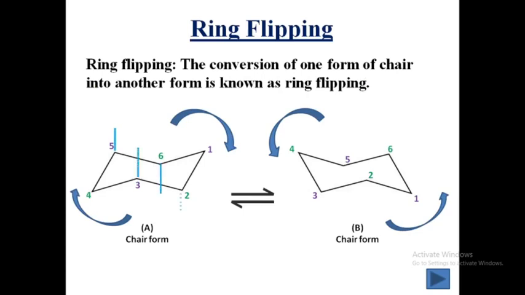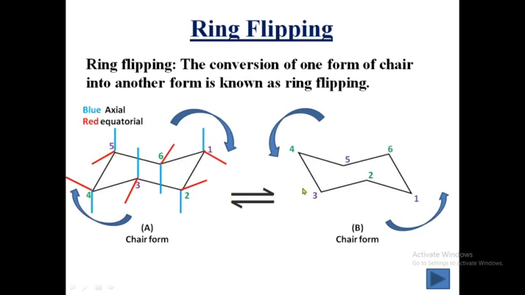Now what other changes occur during ring flipping? So I'll draw some bonds here. I have shown some blue bonds here. These bonds are called axial bonds, which are perpendicular to the average plane. And some other bonds I have drawn in red color. These bonds are called the equatorial bonds, the red bonds.